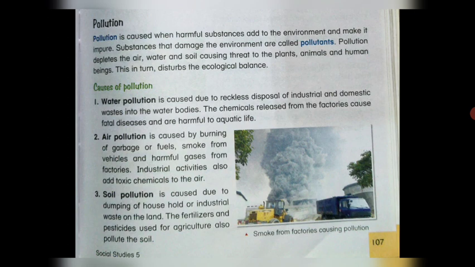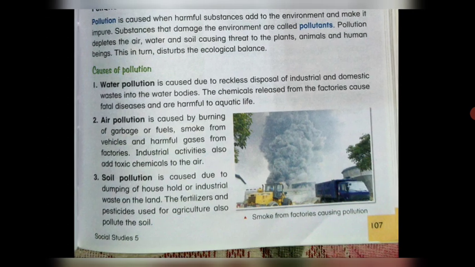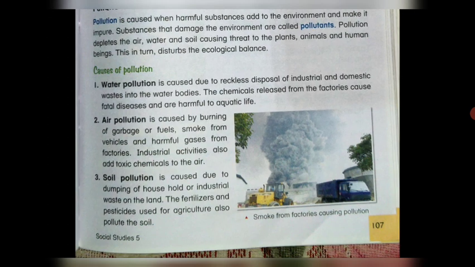Next is air pollution, caused by burning of garbage and fuel, smoke from vehicles, and harmful gases from factories. Industrial activities also add toxic chemicals to the air. Next is soil pollution, caused by the dumping of household or industrial waste on the land. Fertilizers and pesticides used for agriculture also pollute the soil.